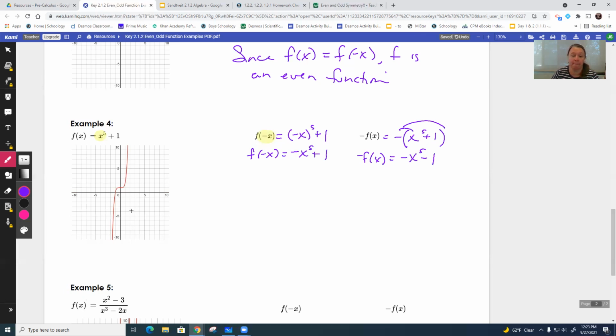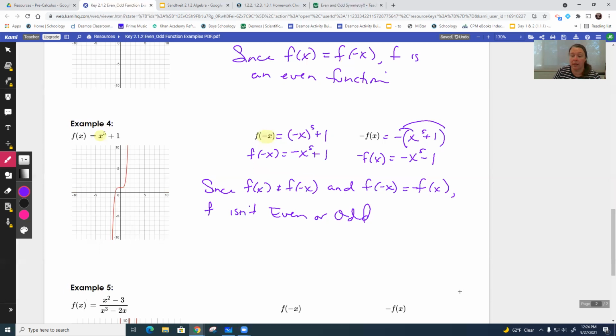These are not the same. These are not the same. So this is an example of neither. So since f of x doesn't equal f of the opposite of x, and f of the opposite of x doesn't equal the opposite of f of x, f isn't even or odd.